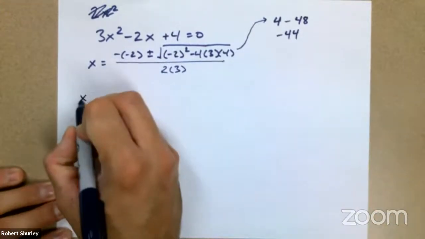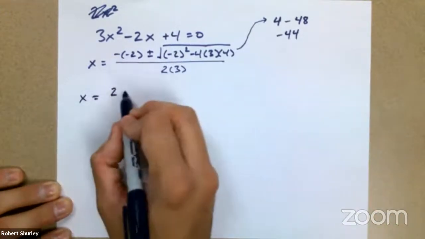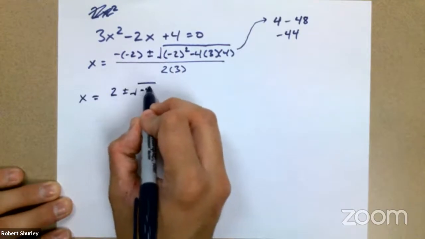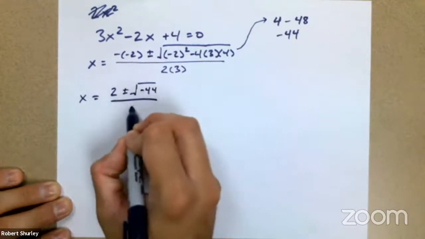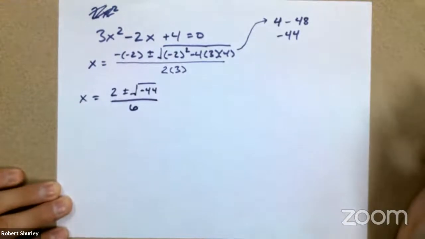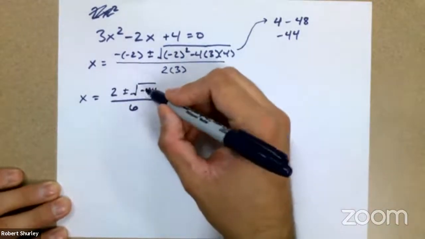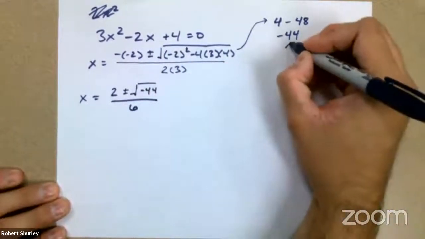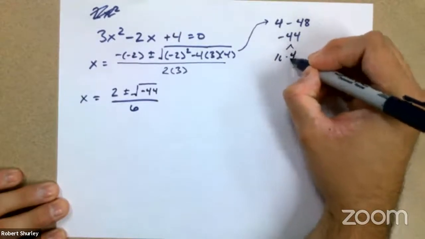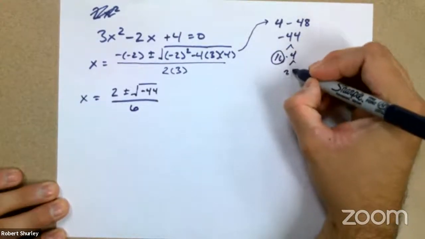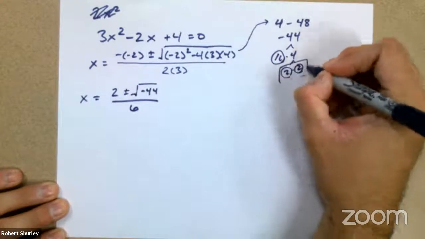So you get x equals positive 2, right? Plus or minus the square root of negative 44, all over 6. So now I've got to break down the 44. Now I know it's negative, so I'm going to bring an i out. So let's just break down the 44. So 11 times 4, 11's prime.